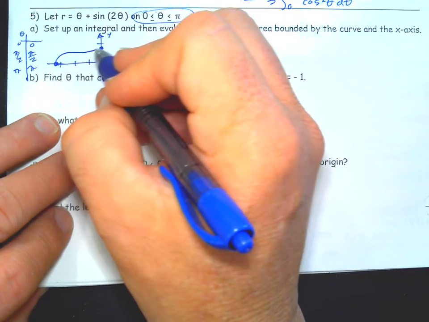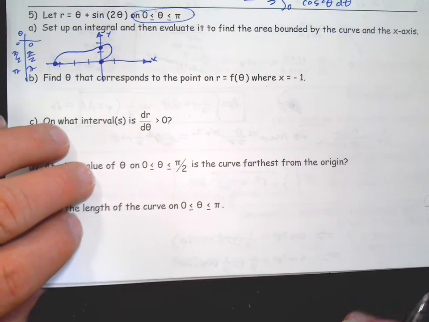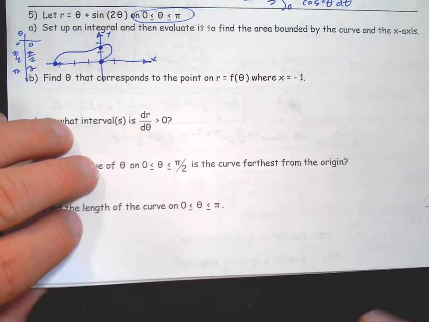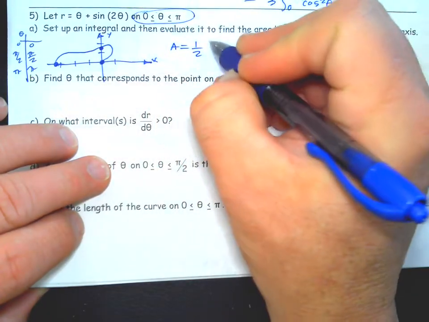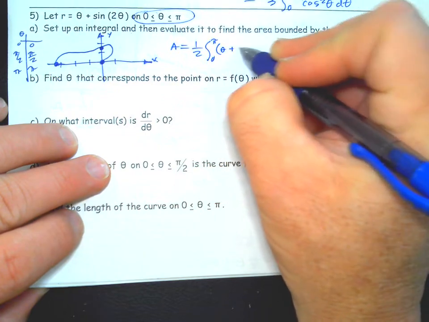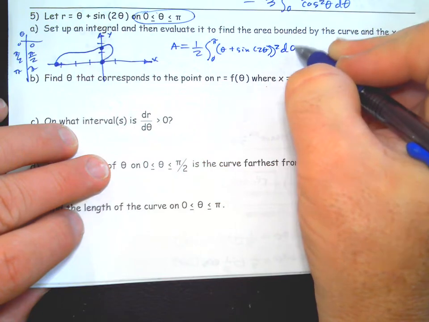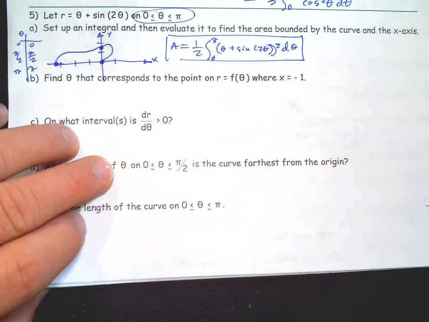Anyways, that's kind of what it looks like. You could graph it in a graphing calculator if you want to figure out the shape of it. We could possibly get away with this without having a graph, but it just helps. Now, if you want to find the area of it, it's going to be 1/2, and we're not going to use symmetry, the integral from 0 to pi of (theta plus sine 2 theta) squared d theta. So I think we could have done that without a graph.